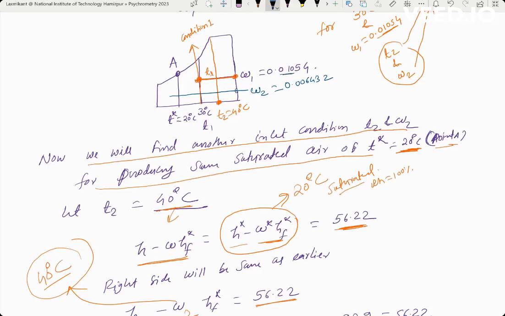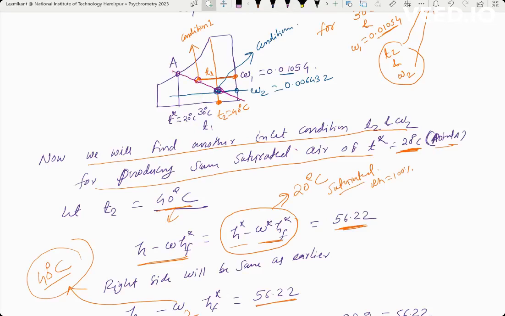So if we draw the horizontal line from this value on the chart, it will intersect the 40 degree Celsius line at this point. So this is the other condition, this is condition 2. Now we can join condition 1 and condition 2, and in this way we can draw the wet bulb temperature line. We have connected this saturated exit point with this inlet point, T1, the inlet condition.